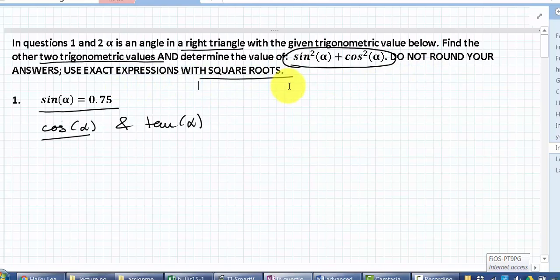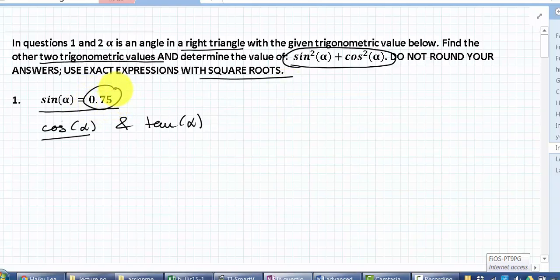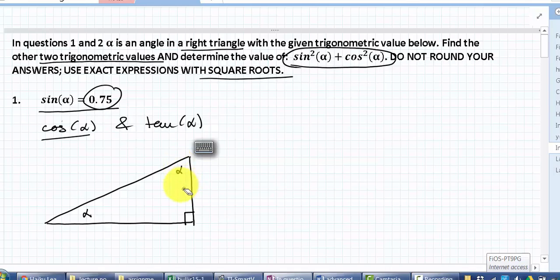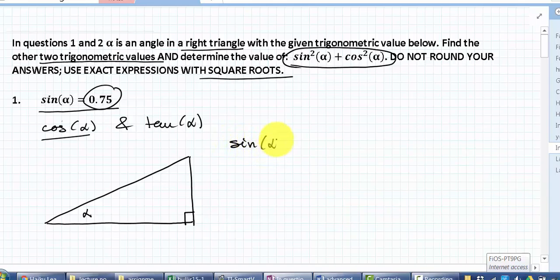So what do you know about alpha? You know that the sine of alpha is 0.75, and you know that alpha is an angle in a right triangle. So let's draw a right triangle. Here's the right triangle. We can put alpha either here or here, it doesn't matter. I'm just going to put it here.